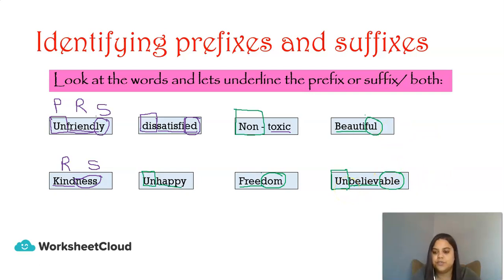So there you have it, grade 4s. I hope you got all of them right by identifying the different prefixes and suffixes in these words.